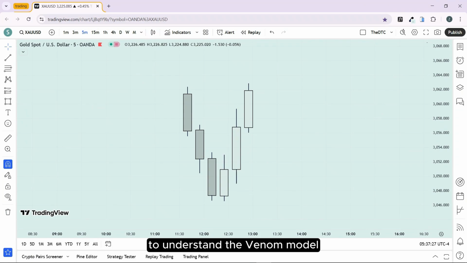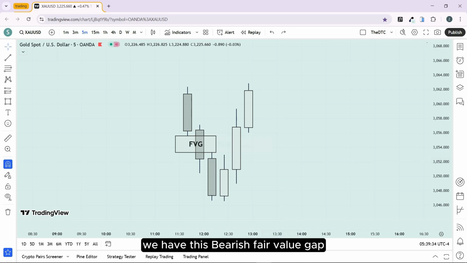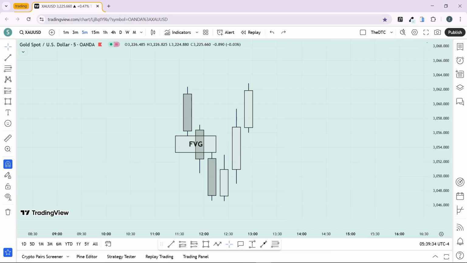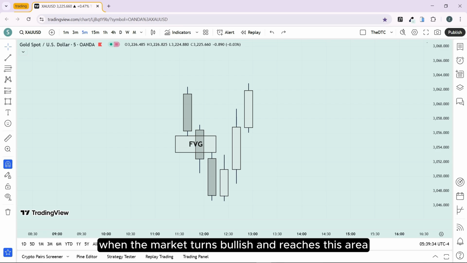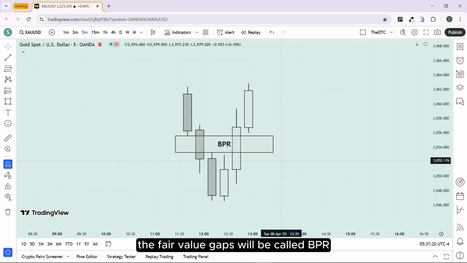To understand the Venom model, you first need to understand what a BPR is. A BPR is the common area between two opposite fair value gaps. In simple words, we have this bearish fair value gap. When the market turns bullish and reaches this area, if it creates a fair value gap at the same level, then the combined area between both the fair value gaps will be called BPR.